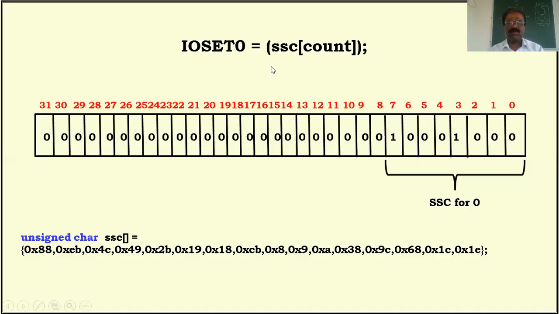Suppose you execute this particular statement, what happens? The 7 segment code is the name of the array. The size of each element is 8 bits. Assume the count equals 0. Then the 7 segment code of 0 gets this value.